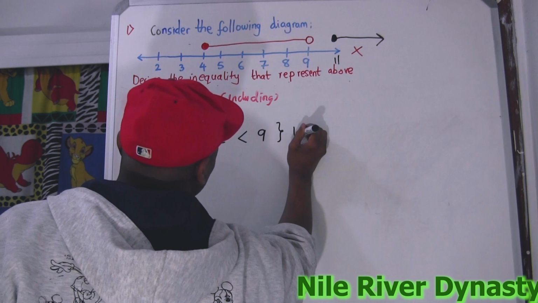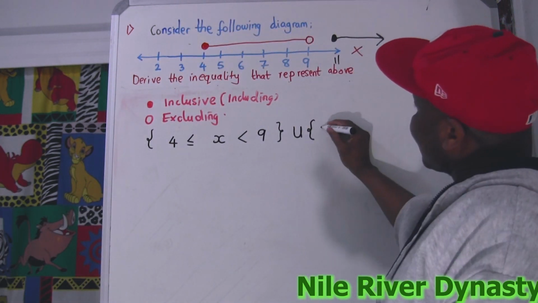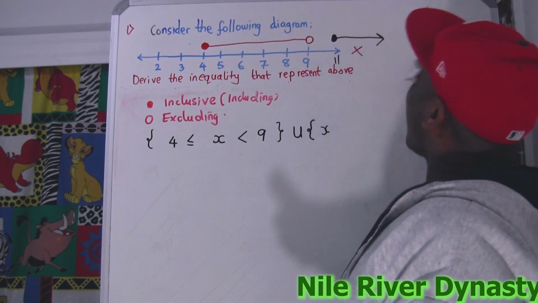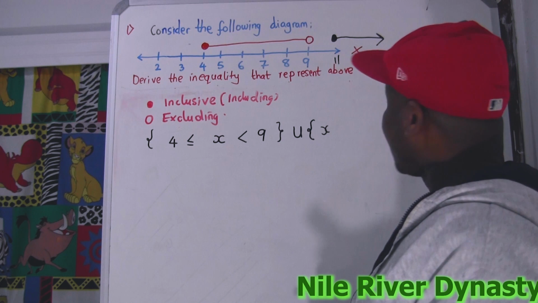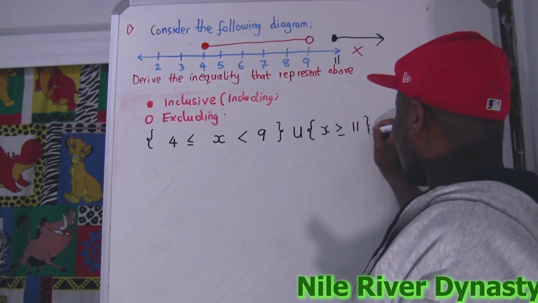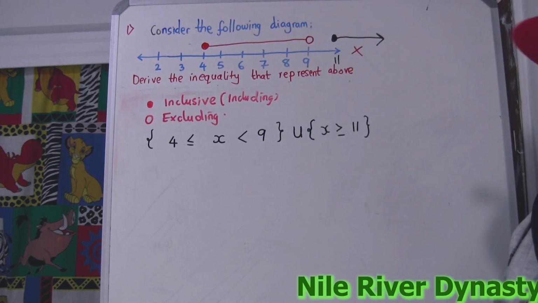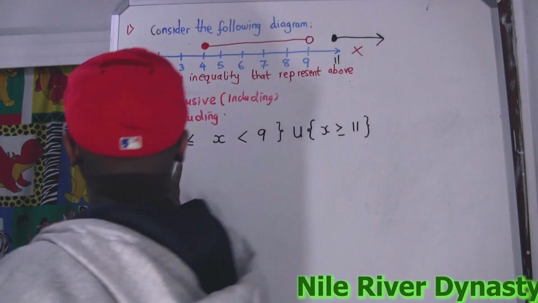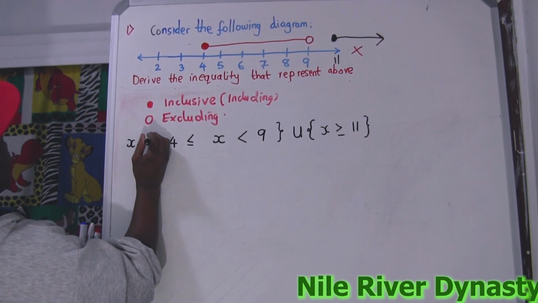And then it's kind of a union with x, but this x is greater than 11, including 11. So this x is greater than or equal to 11, but including. You know what I'm saying? So you can say it like that. And here you must make sure you say that x is an element of the real numbers.